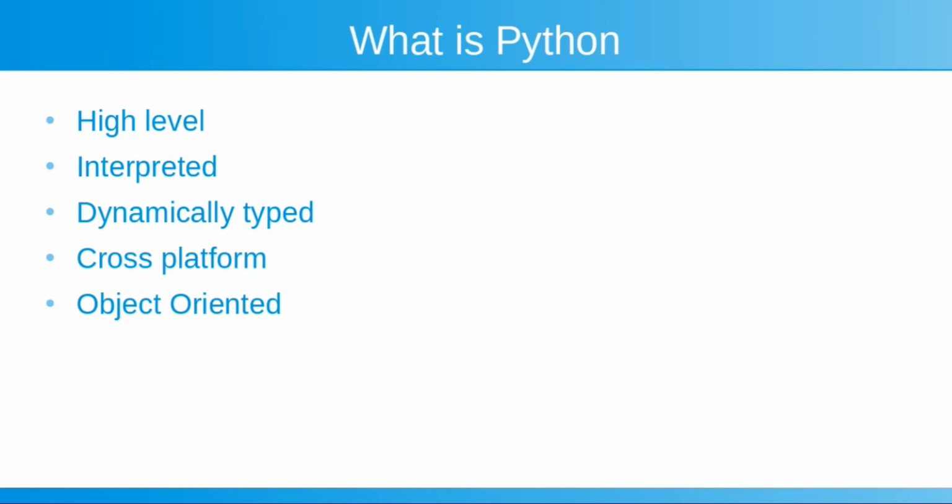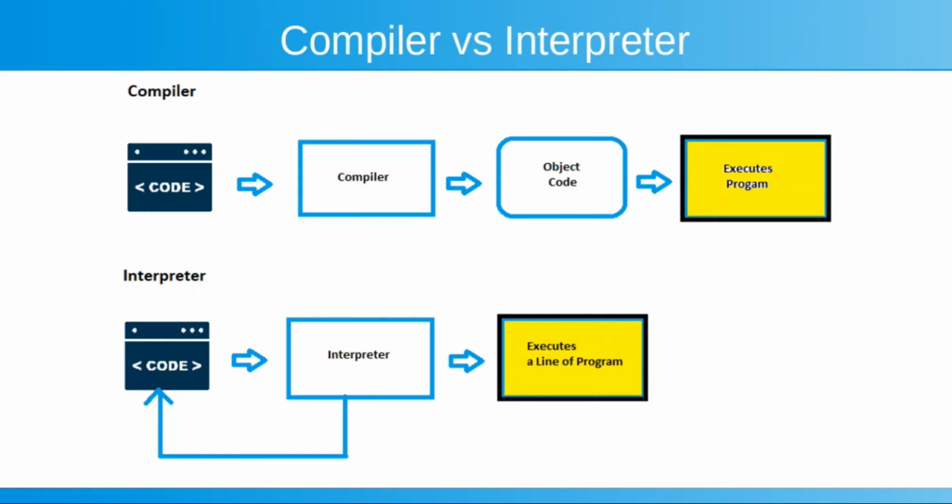The next thing is Python is interpreted. In order to understand this concept, we need some understanding of compilers and interpreters. Let's see the difference between a compiler and an interpreter. A compiler takes the source code as a whole and converts it into something called object code. Then that object code will be executed and it will produce the corresponding output.